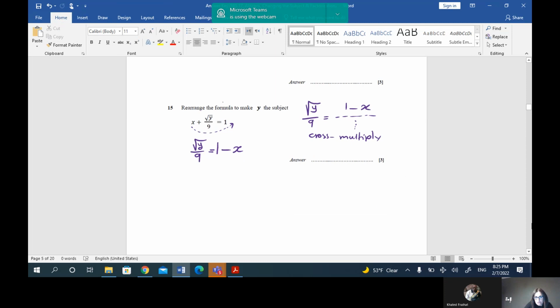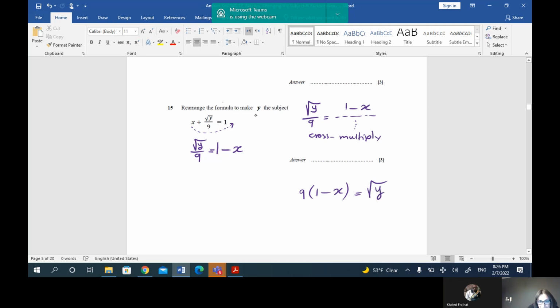Okay. So when you cross multiply, it will be 9 times 1 minus x. Don't forget to place this inside a bracket because it is an expression, equals 1 times square root of y. Anything times 1 will remain as is.